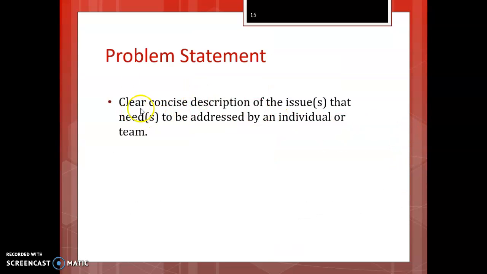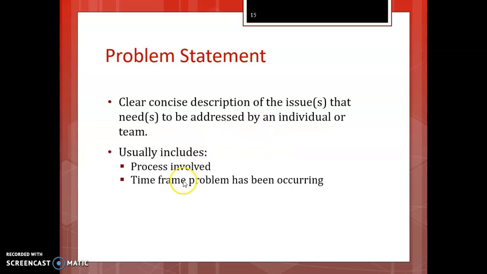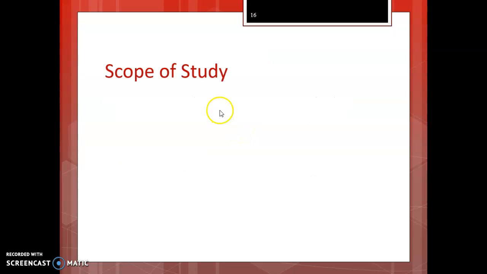Okay, the problem statement is a clear, concise description of the issues that you have. It usually includes the process, the time frame, a magnitude of the problem, and then metrics to help you describe that problem, right? Let's go to the next one, the scope of study.